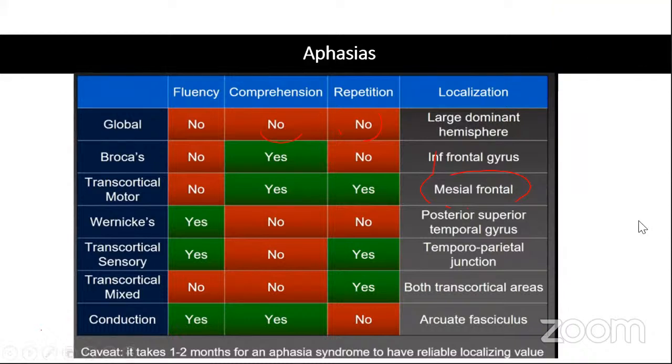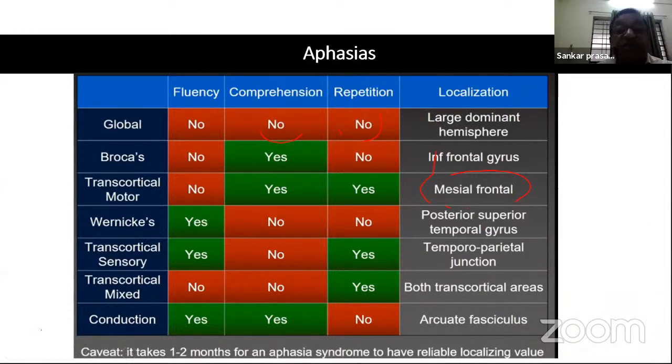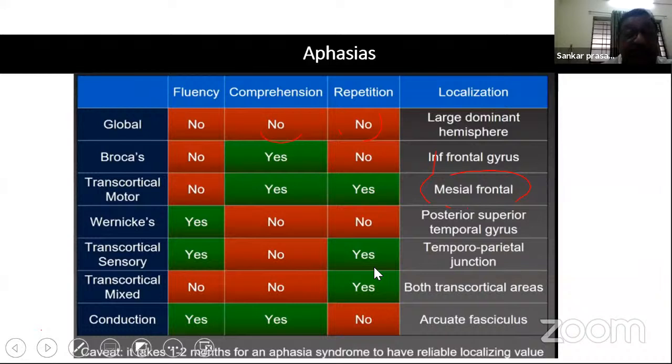Yes. So transcortical motor aphasia we finished, and Wernicke's aphasia is in the posterior superior temporal gyrus. Here the fluency is increased. There is no comprehension, there is no repetition. And its ally is transcortical sensory, where repetition is preserved. So that means the repetition test is a very important test for us, which we have to do in all cases of speech disturbance, along with fluency and comprehension.